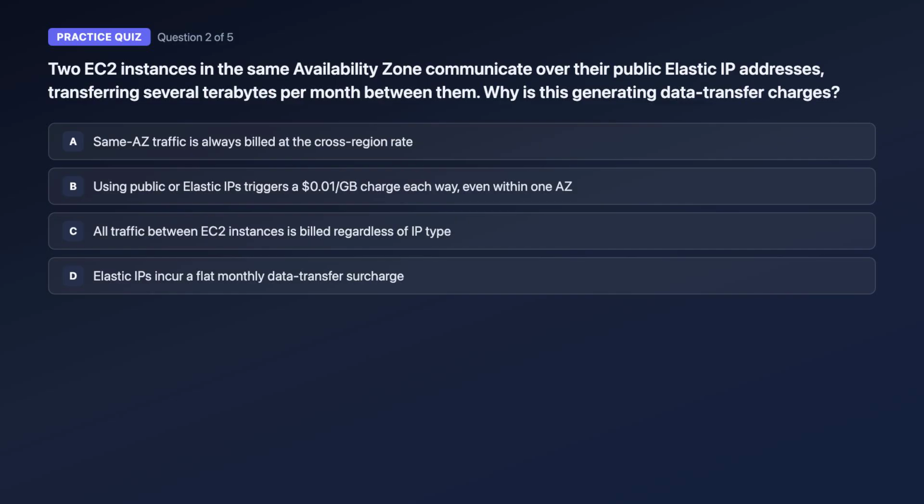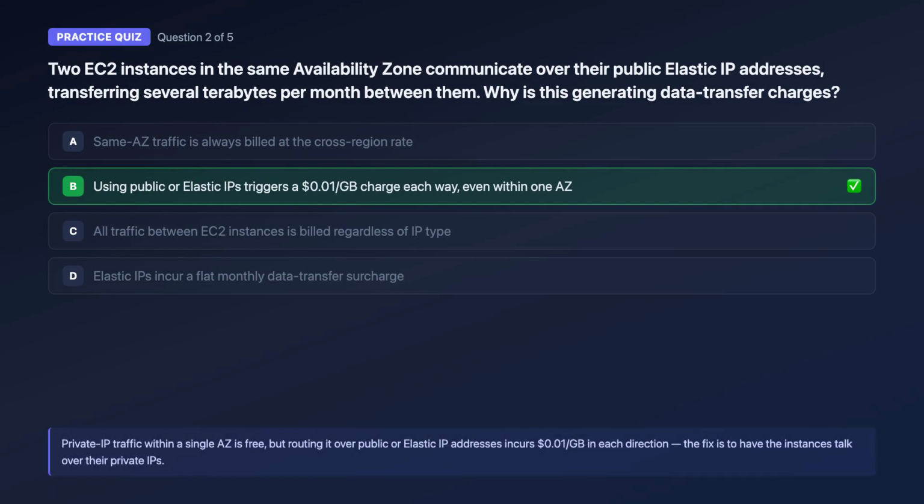B. Using public or elastic IPs triggers a penny per gigabyte charge each way, even within one AZ. C. All traffic between EC2 instances is billed regardless of IP type. Or D. Elastic IPs carry a flat monthly data transfer surcharge. Pause here if you want more time.